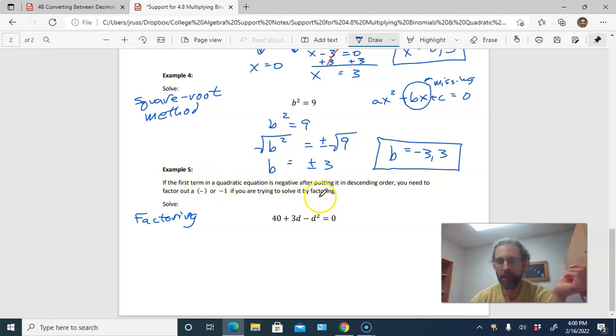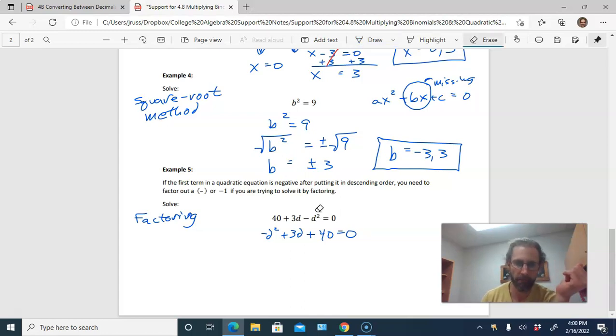Alright, now there is something different about this one. The first thing I'm going to do is put this in descending order. So I want my squared term to come first. And then I want my d term to come second, and then you always want your constant to be at the end. Okay, so it's in standard form right now. But what's different about this one is that this first term has a negative sign in front of it.